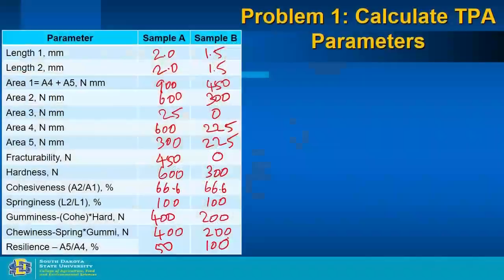Sample A is much harder than sample B, obviously. Sample A had a fracture probability, sample B did not have any fractures. Cohesiveness is the same for both, and gumminess of sample A is 2 times higher than sample B. Same thing with the chewiness, because gumminess is like that, springiness is the same value, and then resilience is 50% for sample A, 100% for sample B.